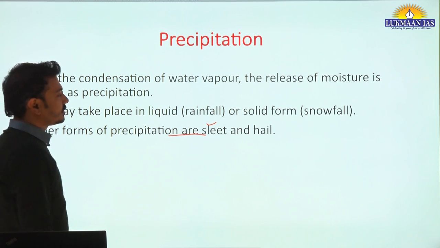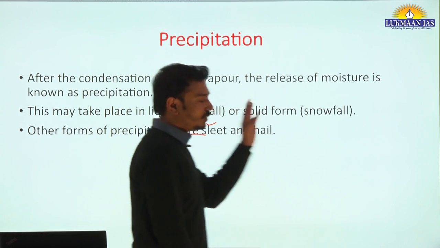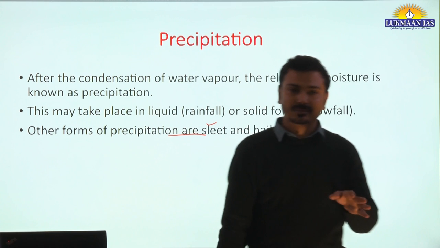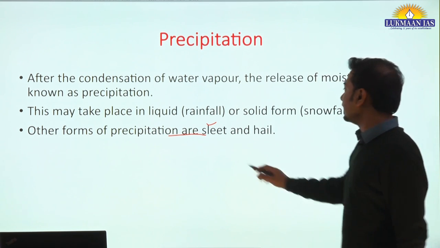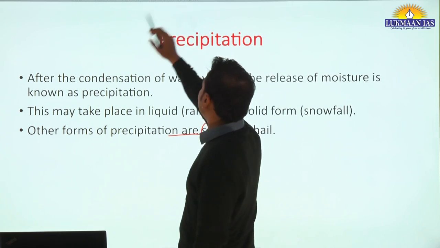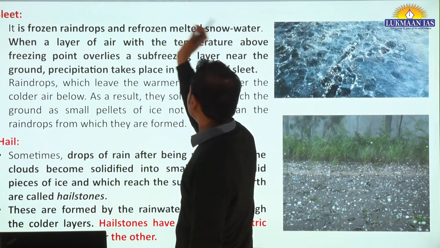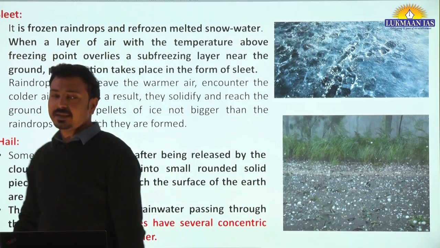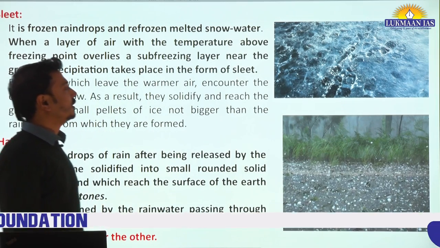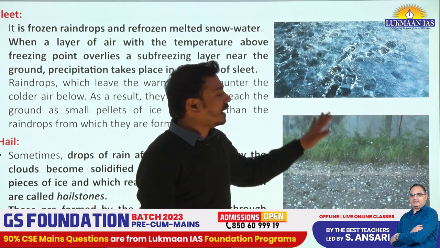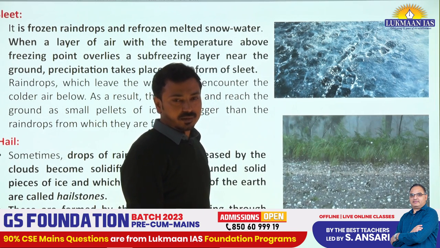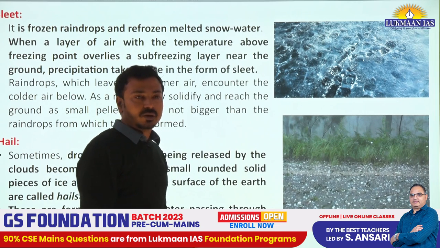So other forms of precipitation: sleet and hail. How are hailstorms formed? We know snowfall and all these things, okay, but what is sleet and hailstorm? Let's understand sleet first. So sleet and hail, first of all, see the photograph, how they look. Sleet is basically when the ground is completely covered by ice. Okay, now why do we call it sleet?